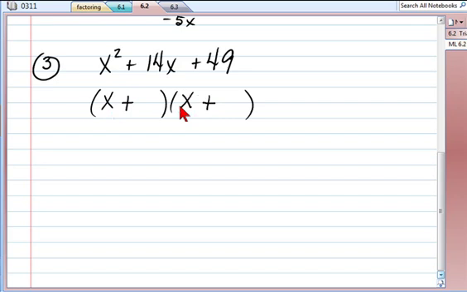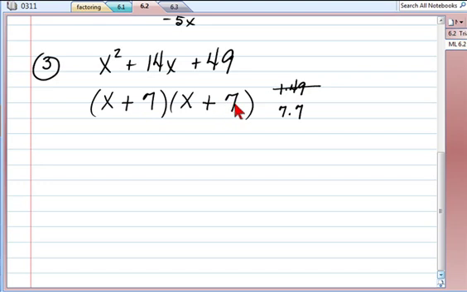To get a 49, I don't know. There's more than one way. It could be 1 times 49. Do those add up to be 14? Then I don't think that'll work. Another way to get 49 is what? 7 times 7? Do those add up to be 14? Yeah. Then that's what I'm going to choose.